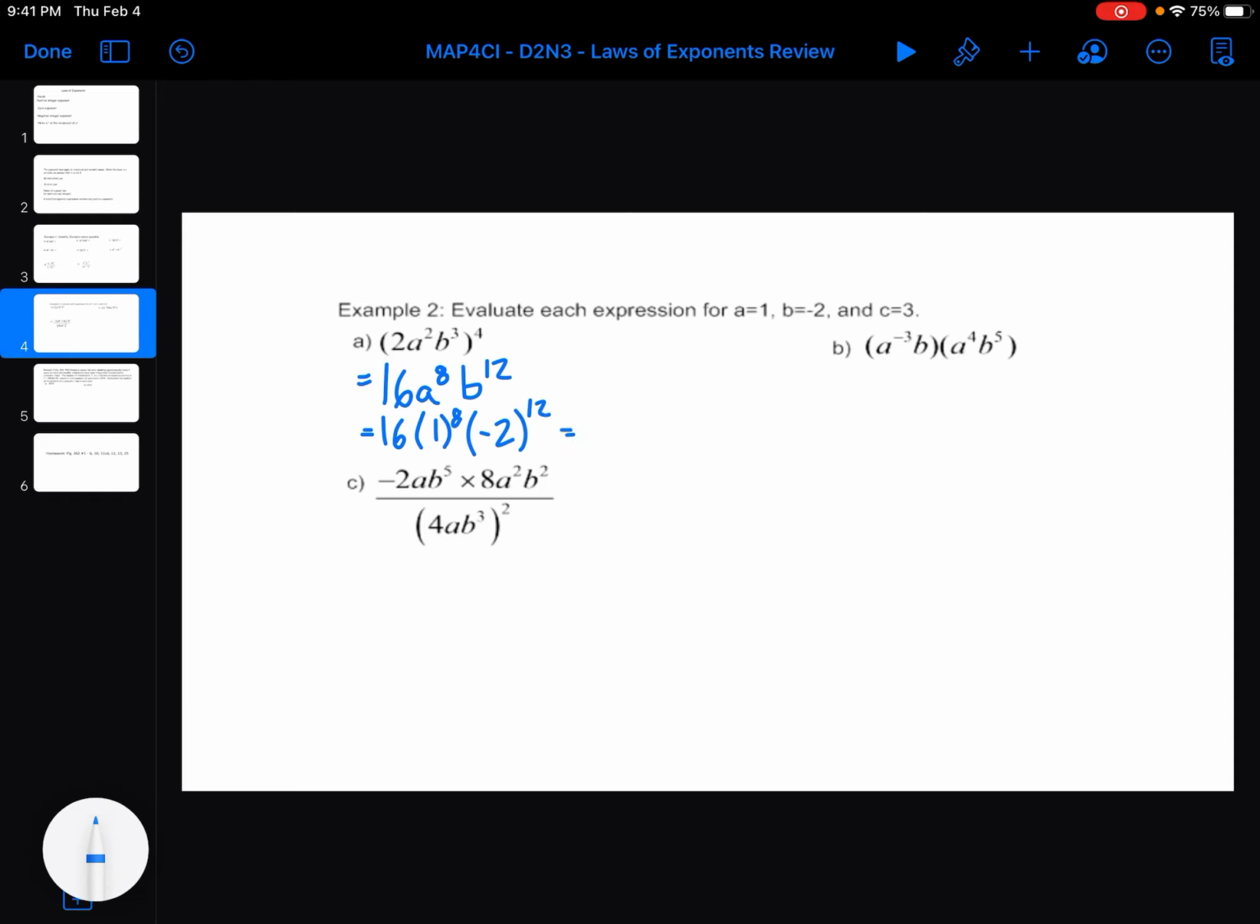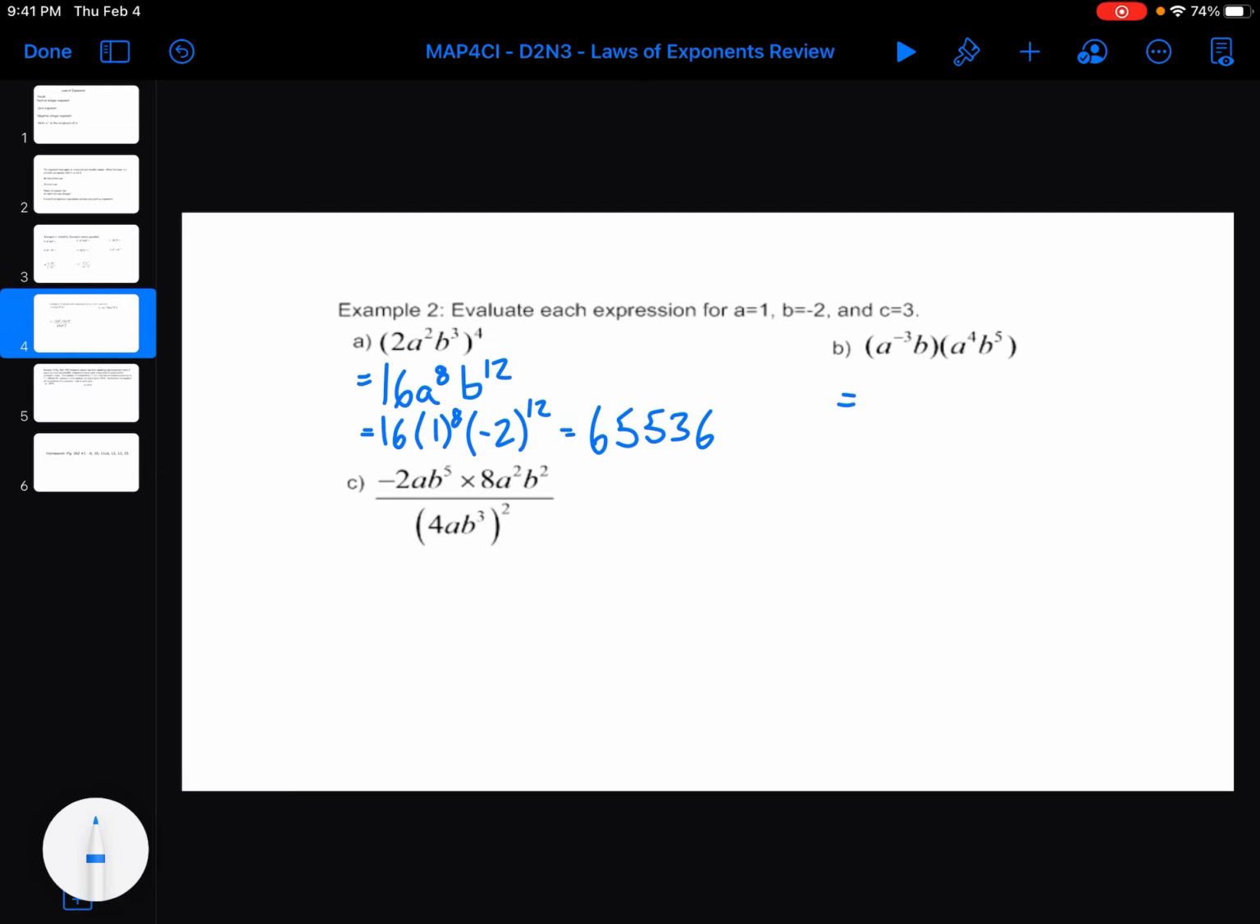And I've got to write it beside here because I've run out of space. But 2 to the 12 is going to be 4,096 times 16. It's going to give us 65,536. And I don't have to do anything with the 1 because the 1 is just going to be equal to 1.